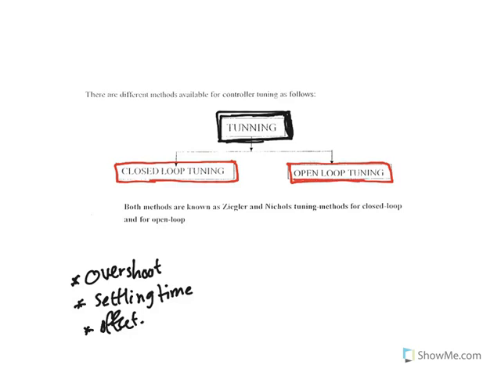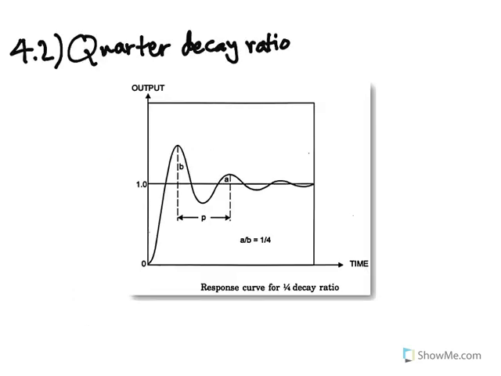While in the open loop tuning, the controller can be switched to the manual mode, and there is no feedback in the system. And this is more risky here. There is a risk, so the operator should always monitor and maintain the process variable within limits.